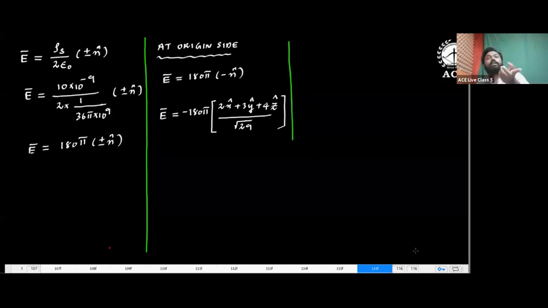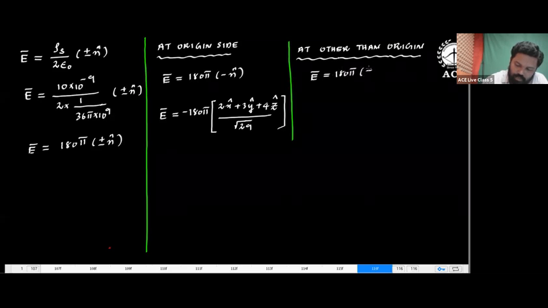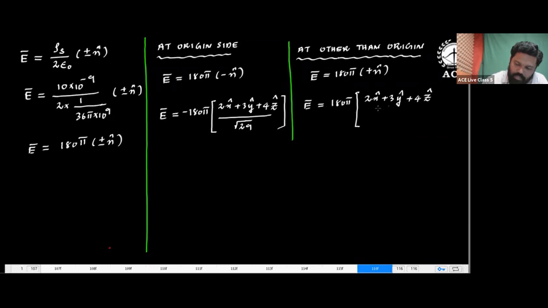What is the electric field on the side other than the origin side? E is equal to 180 pi into plus n cap. So E is equal to, it is plus, that's it: 180 pi into 2x cap plus 3y cap plus 4z cap divided by square root of 29. I leave the calculation part to you.